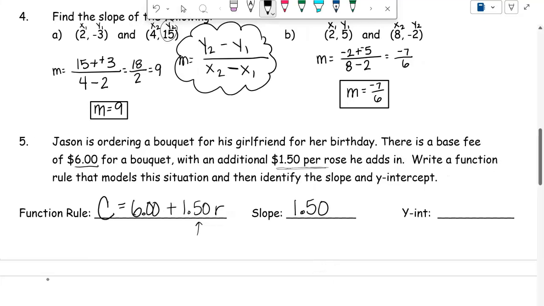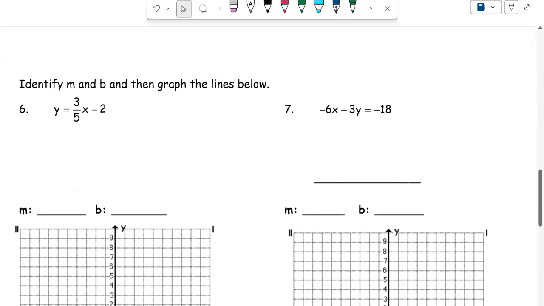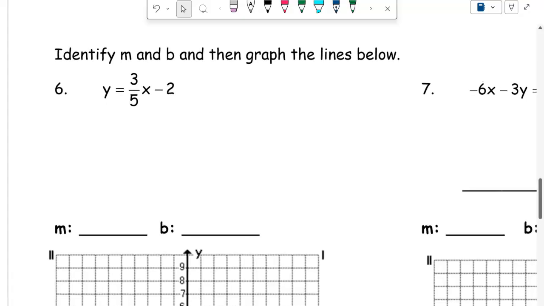And your y-intercept is where you start. So it's going to start at 0, 6, because he has to start by paying $6 for that basic bouquet. So it's $6 plus the $1.50 r. This is where you're going to start. This is what changes, so it's going to move your graph. Now let's actually graph some lines.